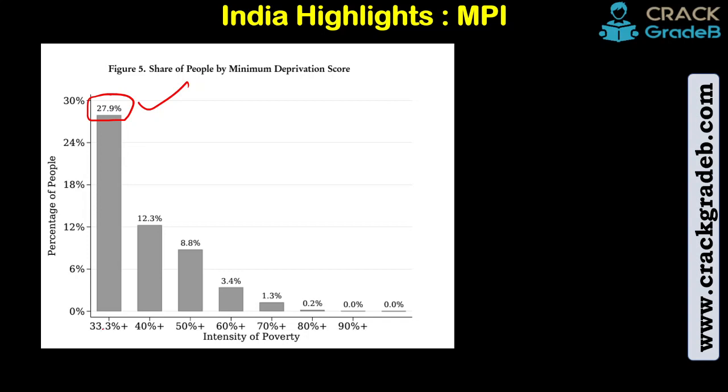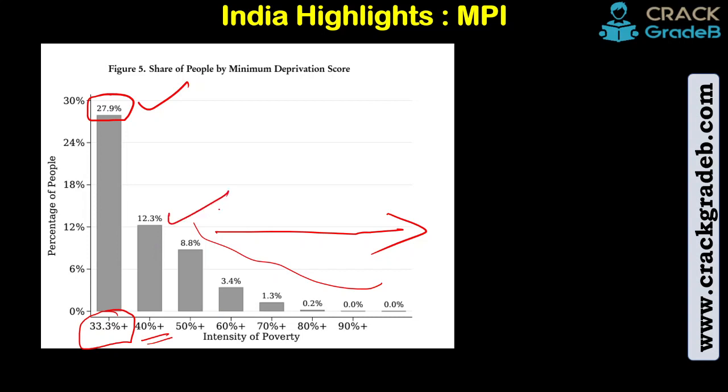But what is the intensity of poverty? It's more than one third, means 33.3% is there. They are deprived of basic things. So that's really, really high. If you go down the line and check their deprivation level, you see an increase. Okay, so 40% deprivation, the population is 12.3%, 50% 8.8%. So what is this? See, 27.9, 12.3, 8.8, 3.4, these are percentage of the population.